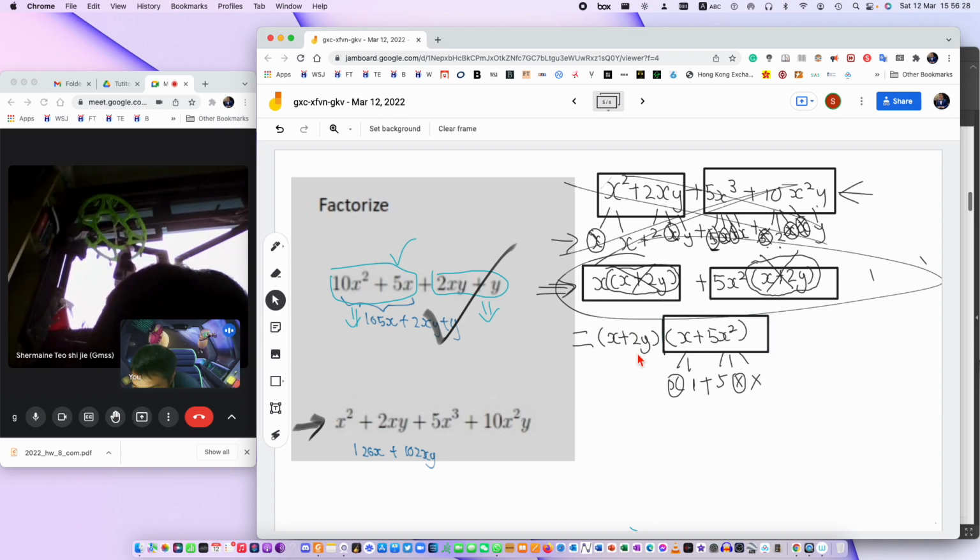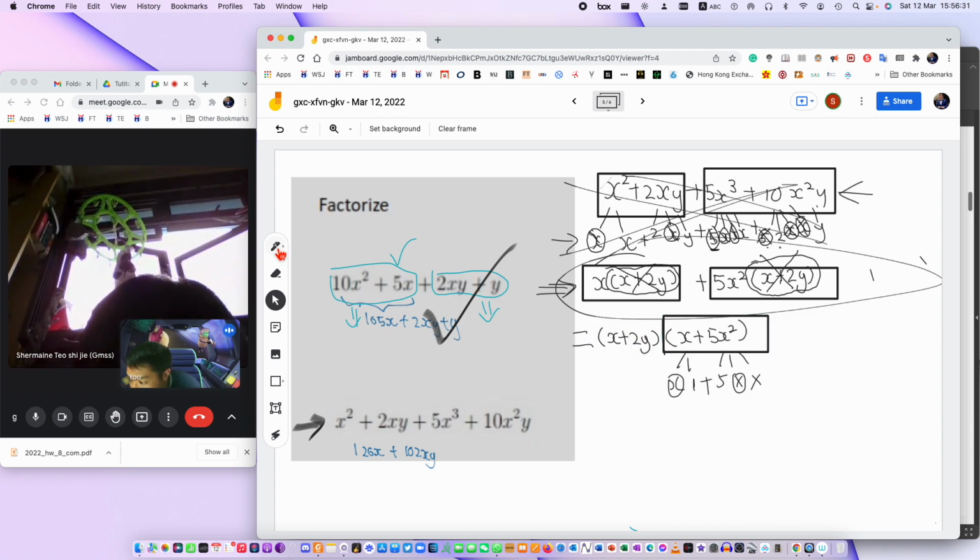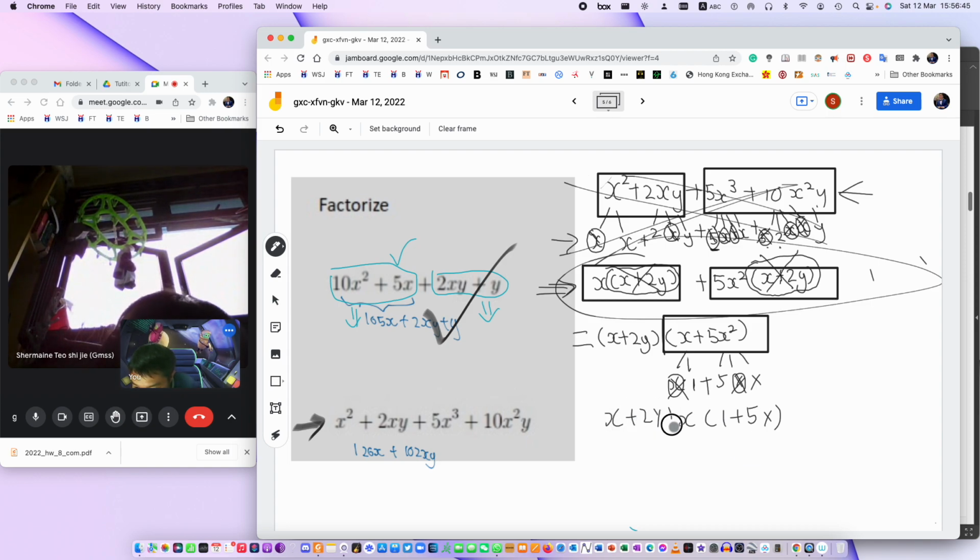Alright? In front no need. So if you continue you will see that x times 1 and then plus 5x times x. Since x is common, I take out x, cross it out, I get 1 plus 5x. Right? Then in front is x plus 2y. So this is the final answer. But nobody put the x in between. Then you just put the x in front.